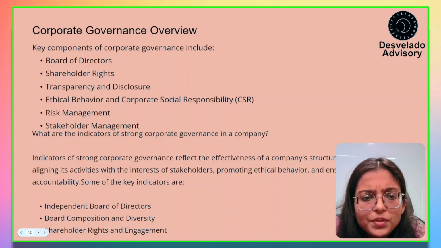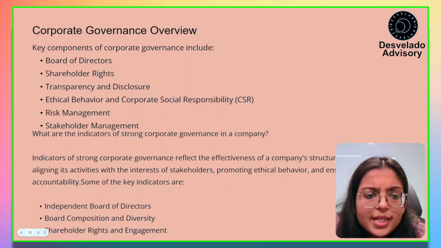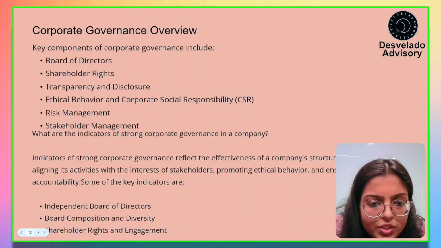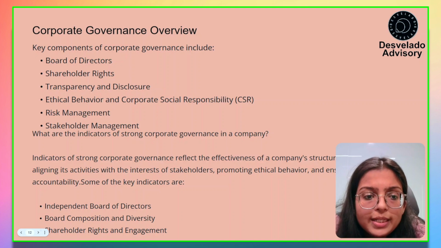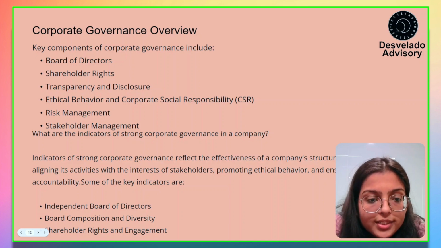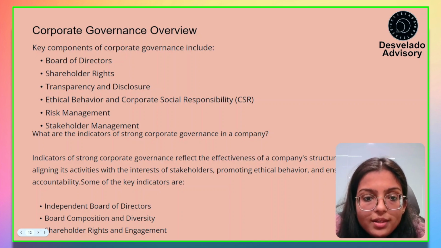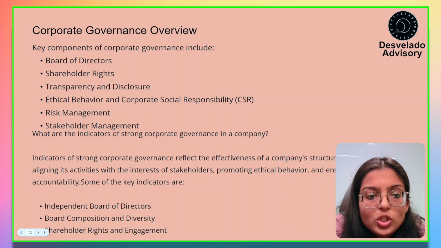Some of the key indicators of strong corporate governance are an independent board of directors, which means that there is no bias between the BODs and the management of the company. Then board composition and diversity, and then shareholder rights and engagement. These are just some of the points which ensure that there is strong corporate governance.